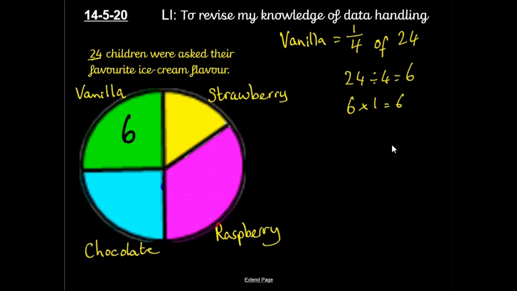Well, hold on. Chocolate is exactly the same. It's a quarter. I don't need to do any more maths. That is going to be 6. And to confirm, both of them together make up a half. That's 12. Okay, and they're equal to 12 themselves. So I've done vanilla and chocolate. Now it's on to raspberry and strawberry.